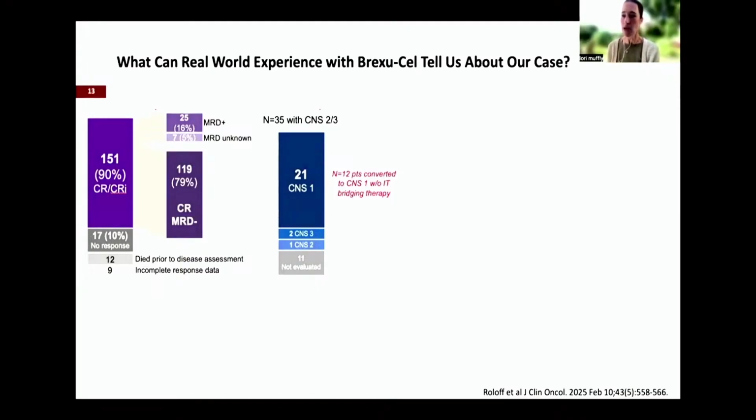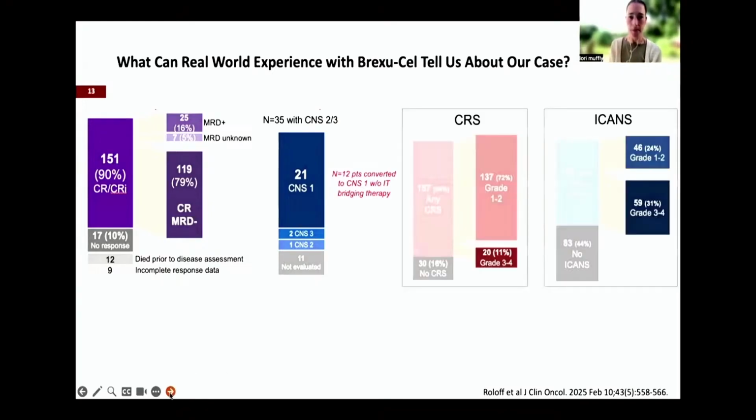And among those patients with CNS2 or 3 disease, interestingly, almost all of them converted to CNS1, and 12 of these patients converted from CNS2/3 to CNS1 with CAR alone, meaning they did not receive intrathecal therapy as bridging.